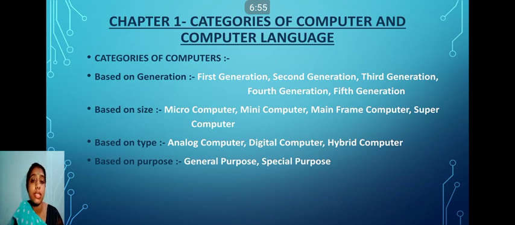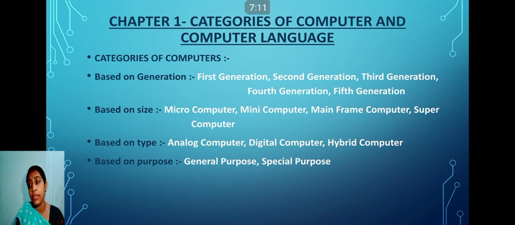Nowadays, which kind of processors are being used? Intel Core. Yes, i3, i5, i7, all these kinds. Then the next category was based on size.